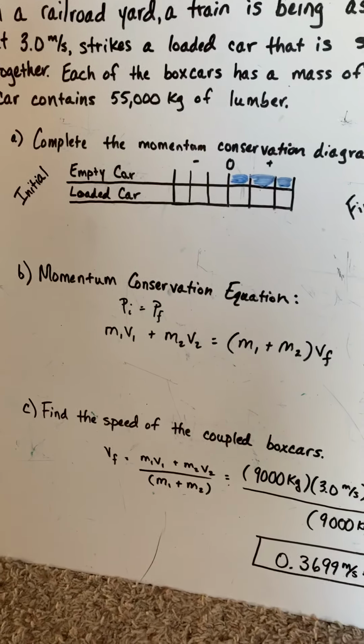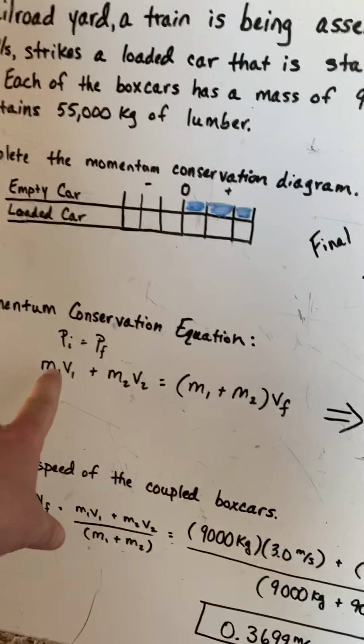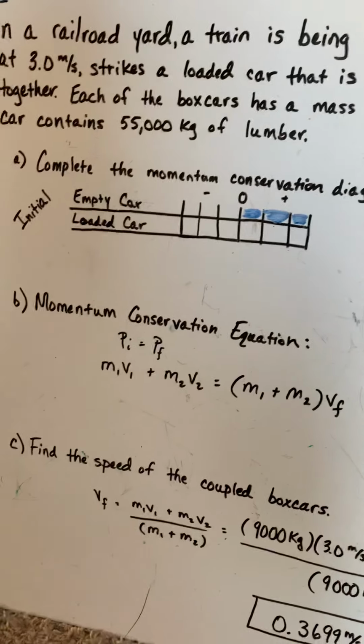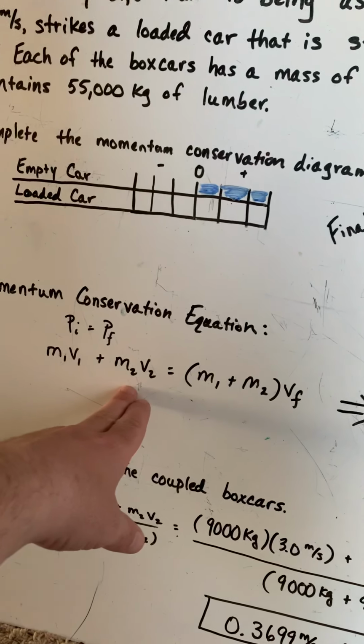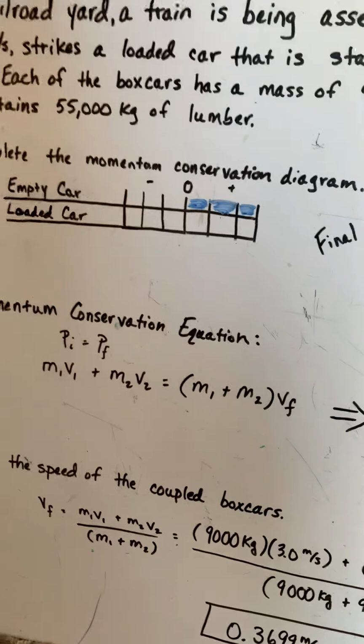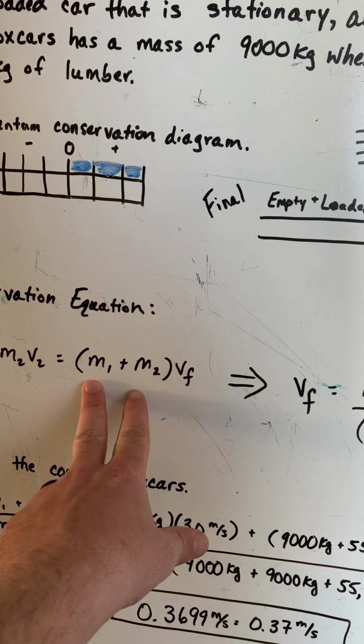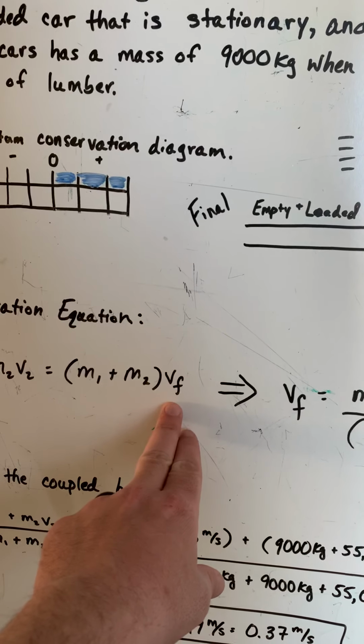For the momentum conservation equation, your initial momentum has to be equal to your final. Well, at the beginning, I've got 2 separate objects moving at 2 separate speeds. At the end, I've got the 2 objects moving as one thing, moving at one final speed.